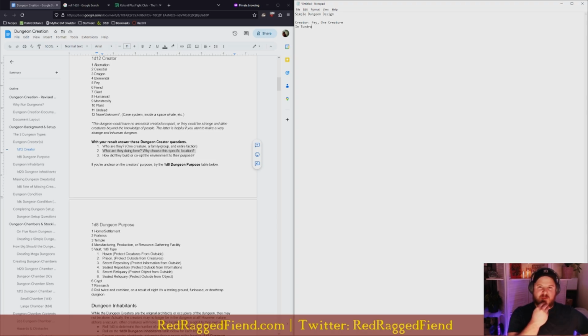Maybe they're like an outcast, so they want to be alone. So they've maybe built this sort of Superman-esque Fortress of Solitude. That'd be kind of interesting. Alright. And how do they build or co-opt the environment to their purpose? Alright, so we're talking about a Fey creature, and they want to be alone.